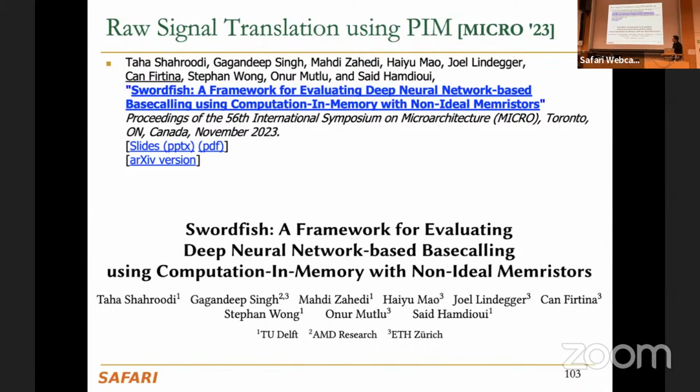So the question is, can we understand these non-idealities? Can we understand this noise better, and then somehow inject it in the training phase of basecalling, so that our model is aware of these non-idealities and becomes a bit more robust, such that you do your basecalling more accurately, given such noisy hardware? This is basically the idea in Swordfish, and it was presented at MICRO last year.